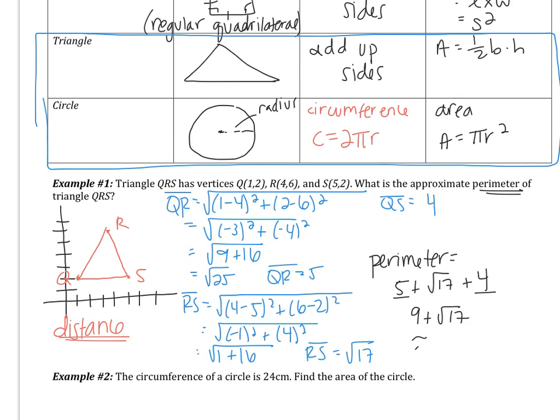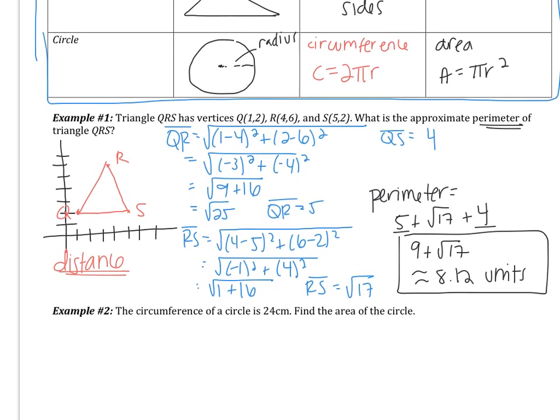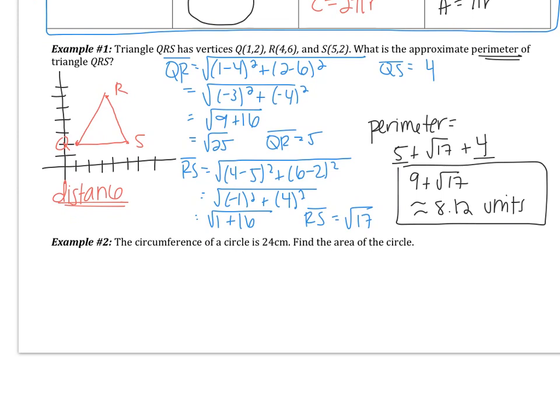Now, in my calculator, I can get a decimal approximation of this, so I know a little bit more clearly what it's like. Decimal approximation of this is 8.12 units. So my perimeter is 9 add root 17, which is about 8.12 units. If you gave your answer as 8.12 in class, I would accept that. Okay, so that was a review of the distance formula.